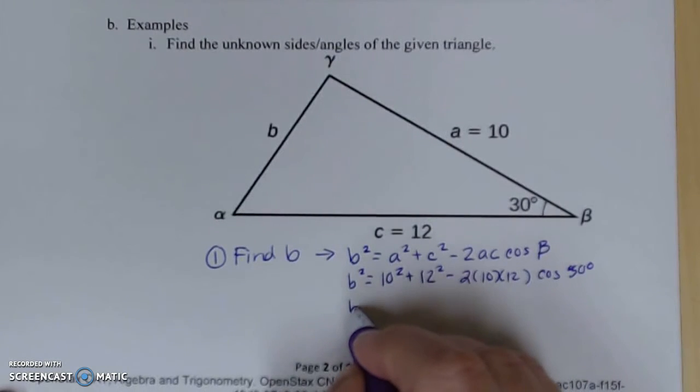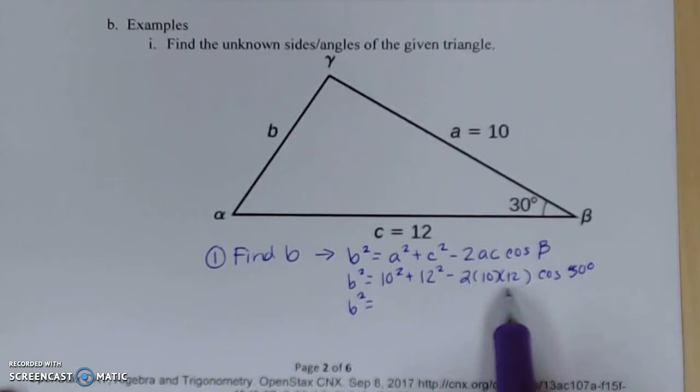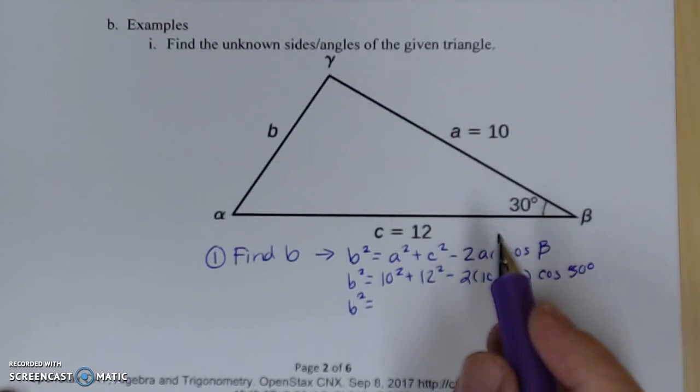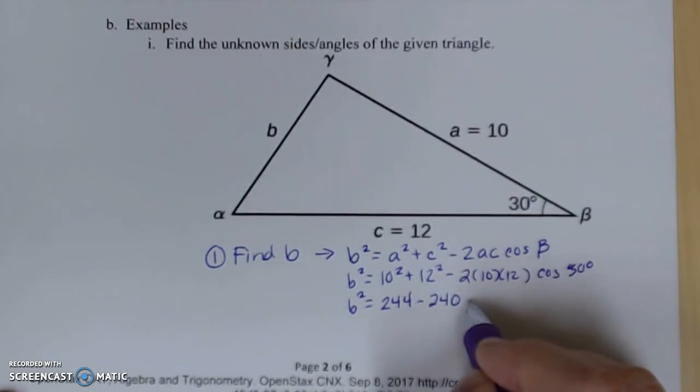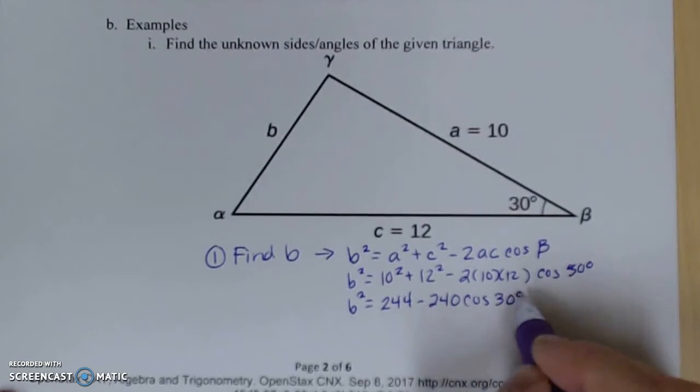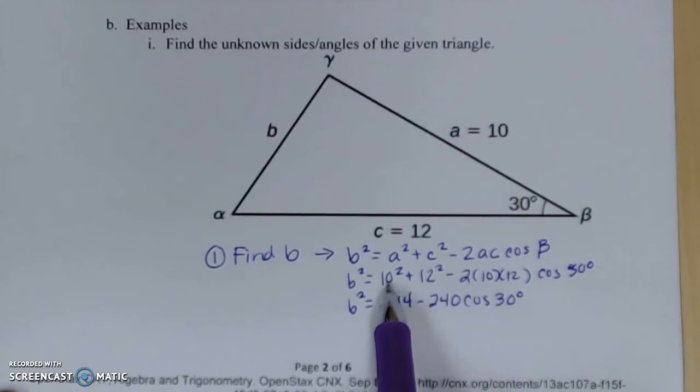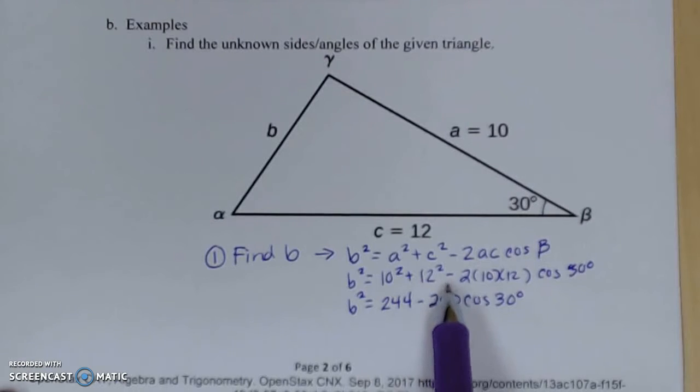You start computing this out and you get b squared equal to, I won't bore you with the arithmetic of adding and multiplying this, 244 minus 240 cosine of 30 degrees. Now I do want to show you this step. Make sure you square the 10, add it to squaring the 12, minus, multiply these together to get your 240, but do not combine these two together yet because 240 needs to be multiplied by cosine, order of operations, before it's subtracted. I want to make a point that you know what you're working with here.